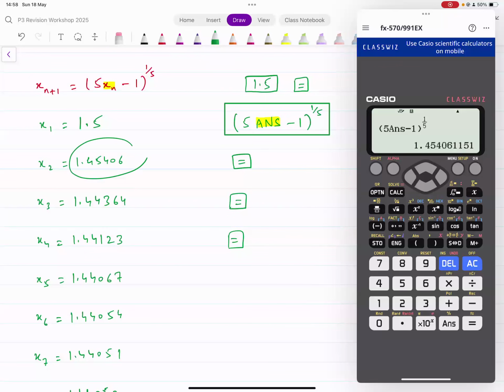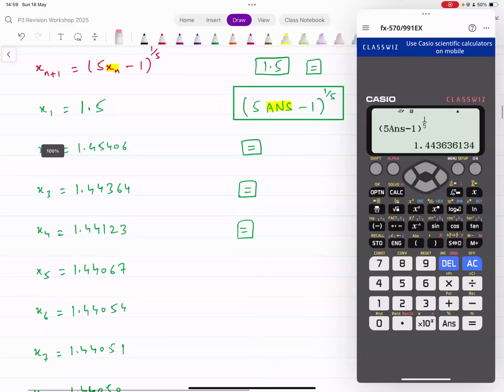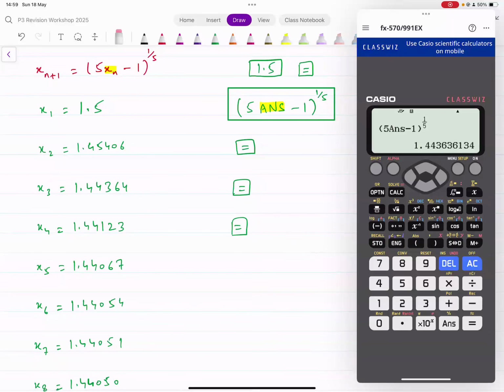In this case, the first value, x2, turns out to be 1.45406 to 5 decimal places. You press the equal to button again, that gives the next value. Now in this case, notice, you're getting 1.443636. When you round this off to 5 decimal places, the last decimal here will become 4. If you do not do that, if you write 3 here, you lose 1 mark. So in iteration, they deduct marks for very small things. You have to be a bit careful about this. Make sure you're rounding off values correctly.